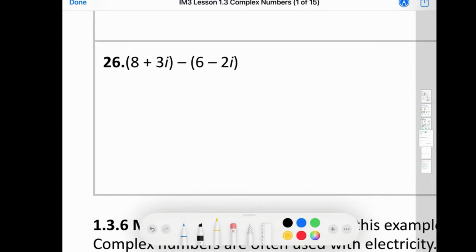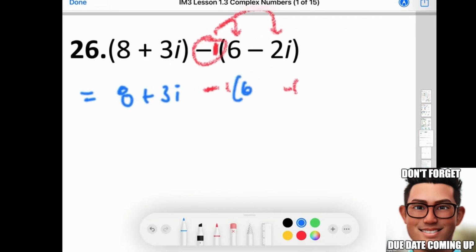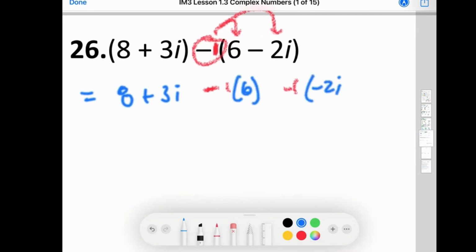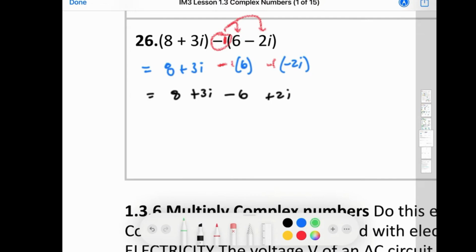For number 26, this one has a negative sign. So you can make that a negative 1, and you can go ahead and distribute that negative 1. So that'll give me, I don't need the parentheses on this left side, 8 plus 3i. And then negative 1 times 6, and negative 1 times a negative 2i. This will get me 8 plus 3i minus 6 plus 2i. And then I'm going to go ahead and just combine like terms. That becomes 2. And this becomes plus 5i.